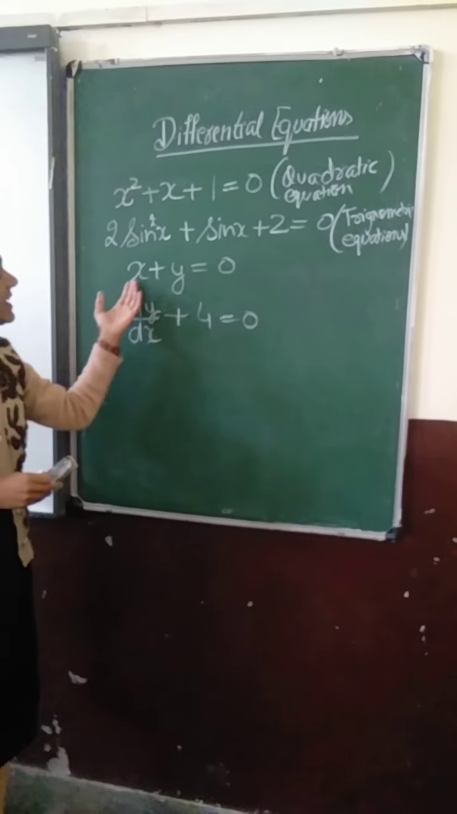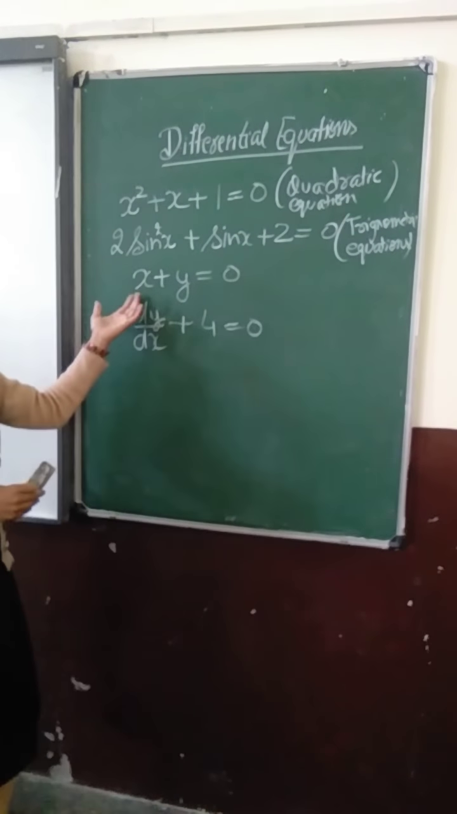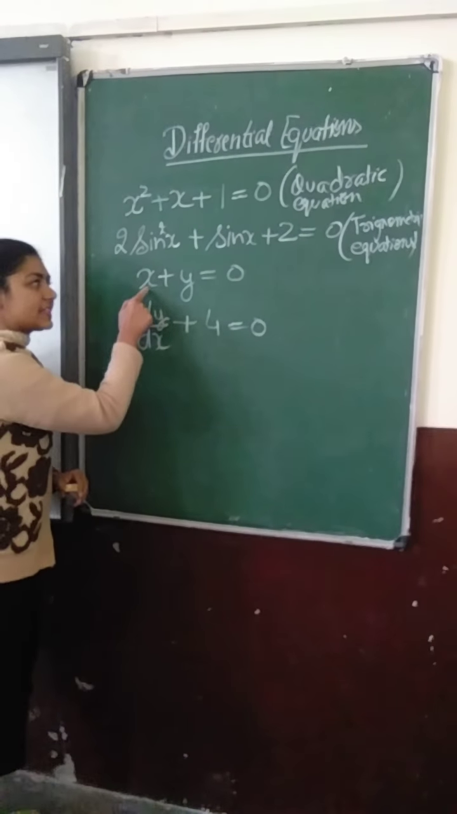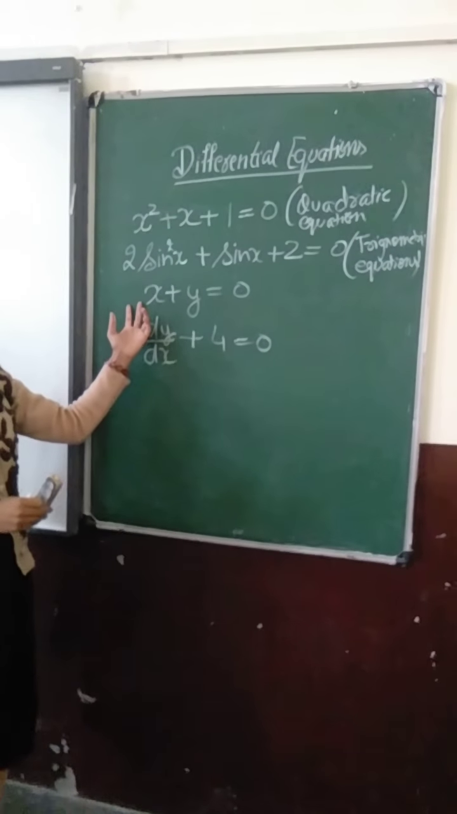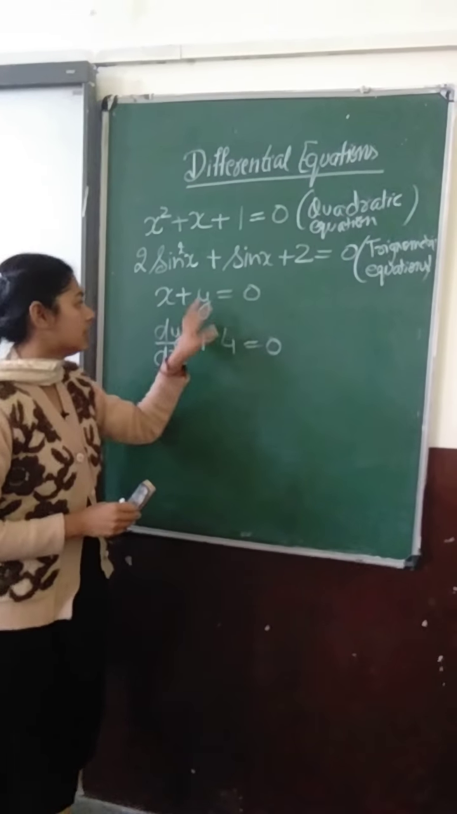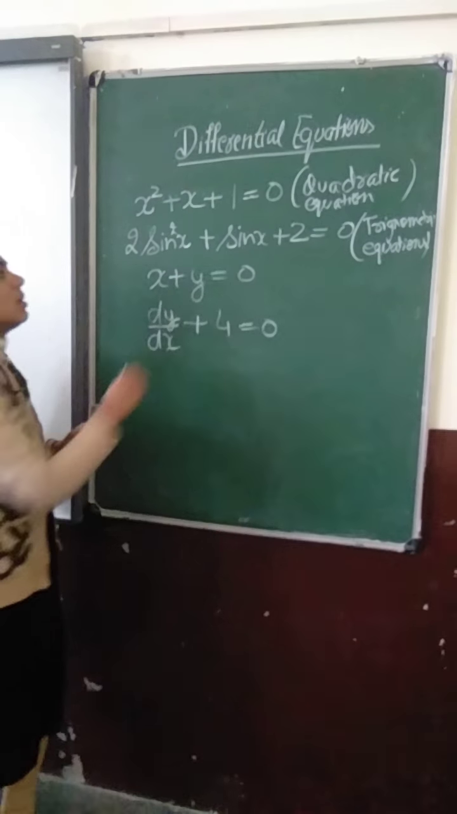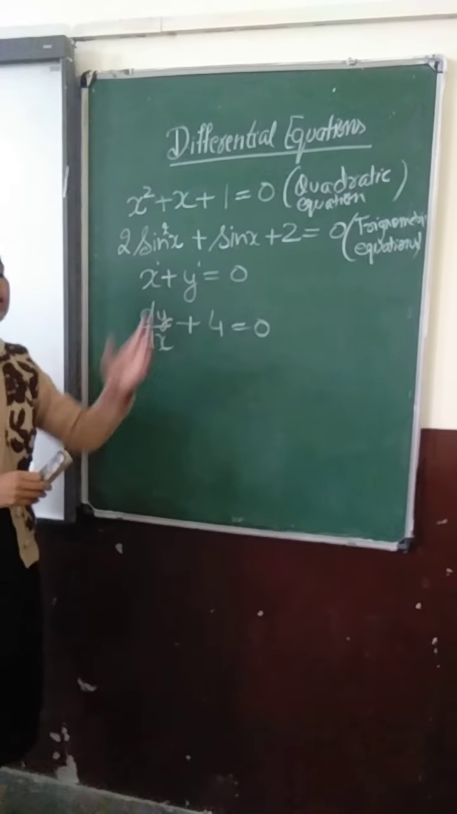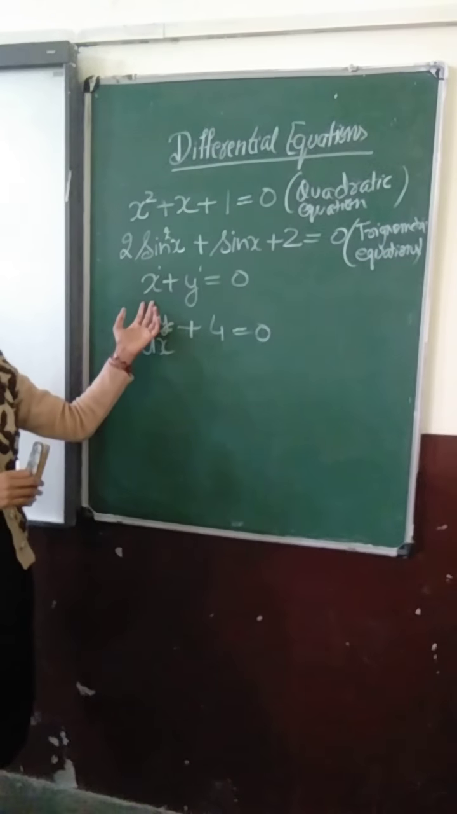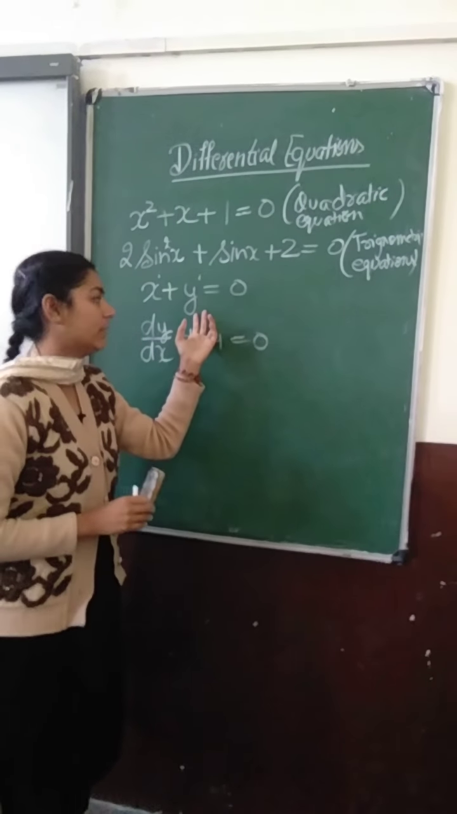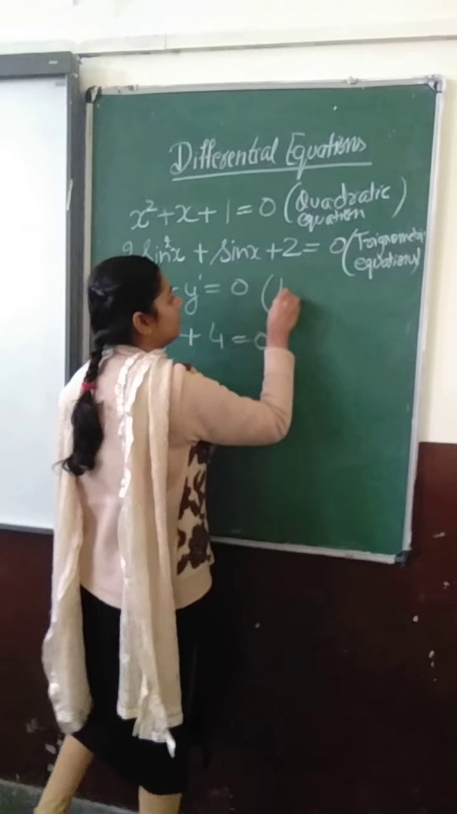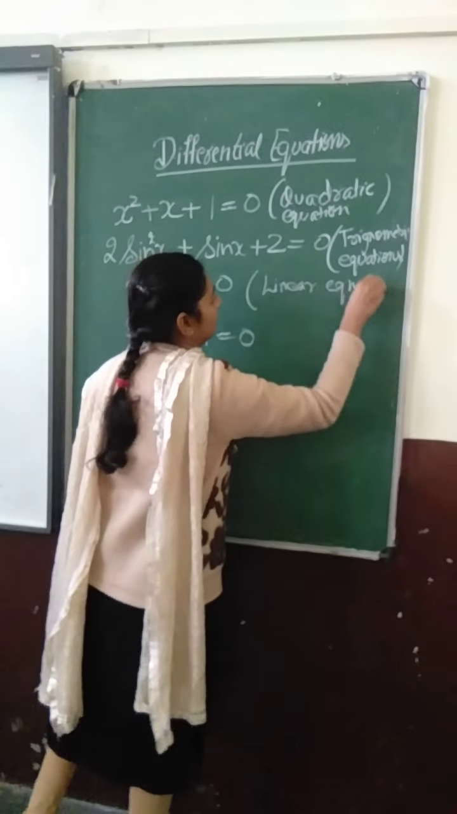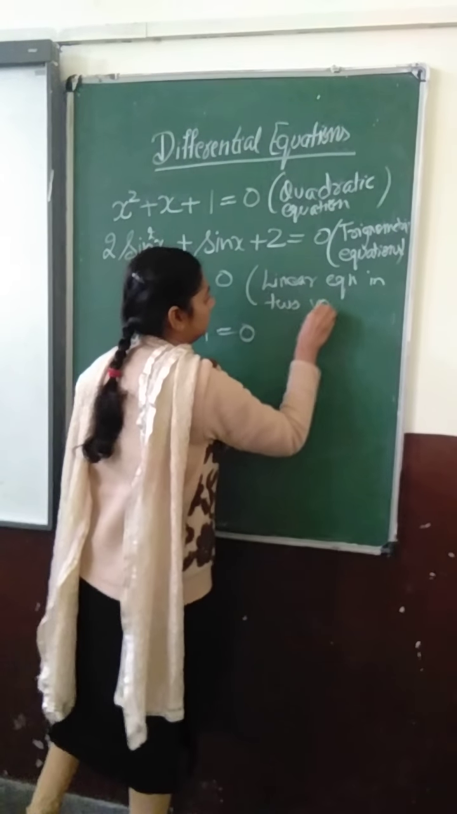Okay, so next is x plus y equals to 0. So this is another type of polynomial equation. In this there are two variables x and y, and the degree of x and the other term is this, that is its degree is 1. So this term degree is 1, this term degree is 1. So this is a linear equation in two variables. So this type of equation is known as linear equations in two variables.